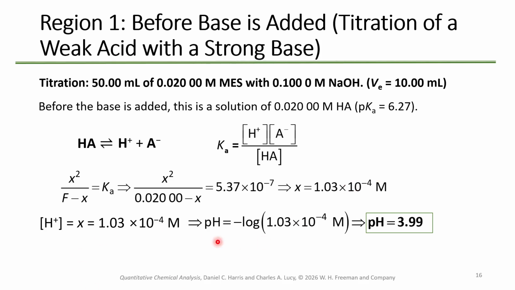And so we take the negative log of that, and we're going to get pH of 3.99. Okay. And again, that's region 1. We have not added any of the base yet. This would just be the weak acid equilibrium, right? Because we haven't added any base yet.